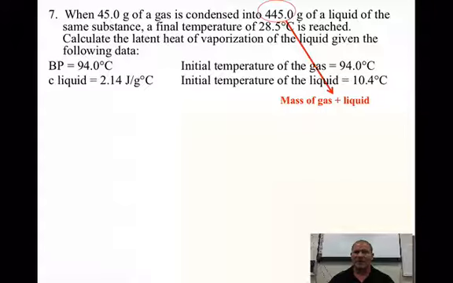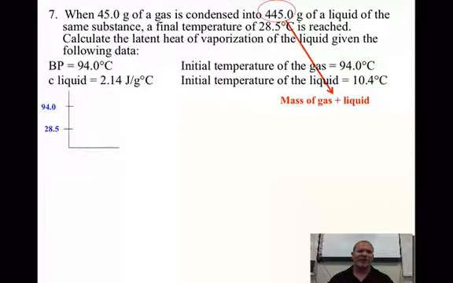The wording's really not clear on how they state this, but it loves to show up on the test, so be aware of it. So this liquid is actually mixed. The gas and the liquid are mixed, and the final temperature of 28.5 degrees Celsius is reached. Calculate the latent heat of vaporization of a liquid given the following data. So I show you the boiling point, the specific heat of my liquid, the initial temperature of the gas, and the initial temperature of the liquid.